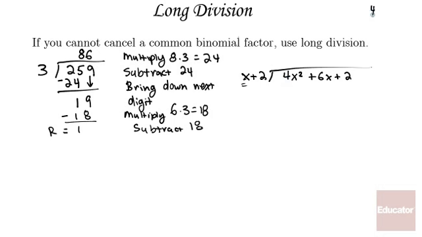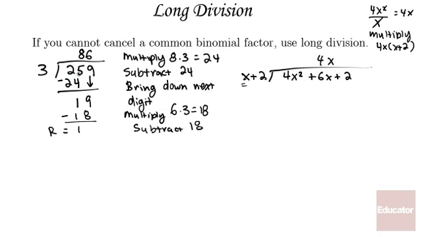So I can go over here and do my division. You can do it mentally or write it out. And I see that I can cancel 1x, so that's going to give me 4x. Therefore, 4x squared divided by x is 4x. So I'm going to line that up here over this x. So I divide it. Now I'm going to multiply 4x times x plus 2.